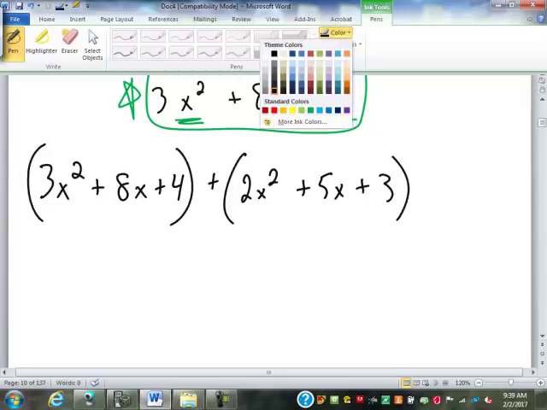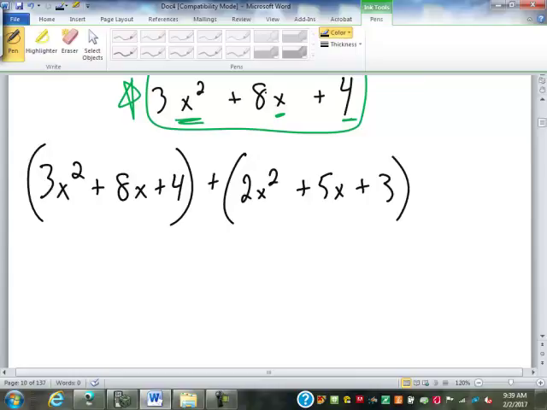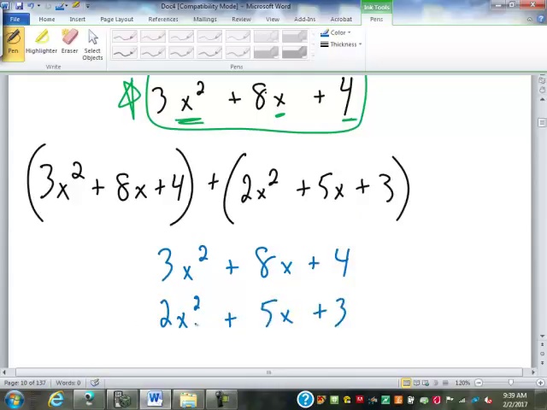Same thing here. There's nothing to do inside either of those sets of parentheses. They're just separating out the numbers. To add these, we're going to do it just like we would with whole numbers. We're going to write down the first one, 3x squared plus 8x plus 4. Then we're going to write down the second one, making sure we line up the place values. 2x squared goes under the 3x squared. 5x goes under the 8x. 3 goes under the 4. The 1's go with the 1's. And we are adding these numbers.